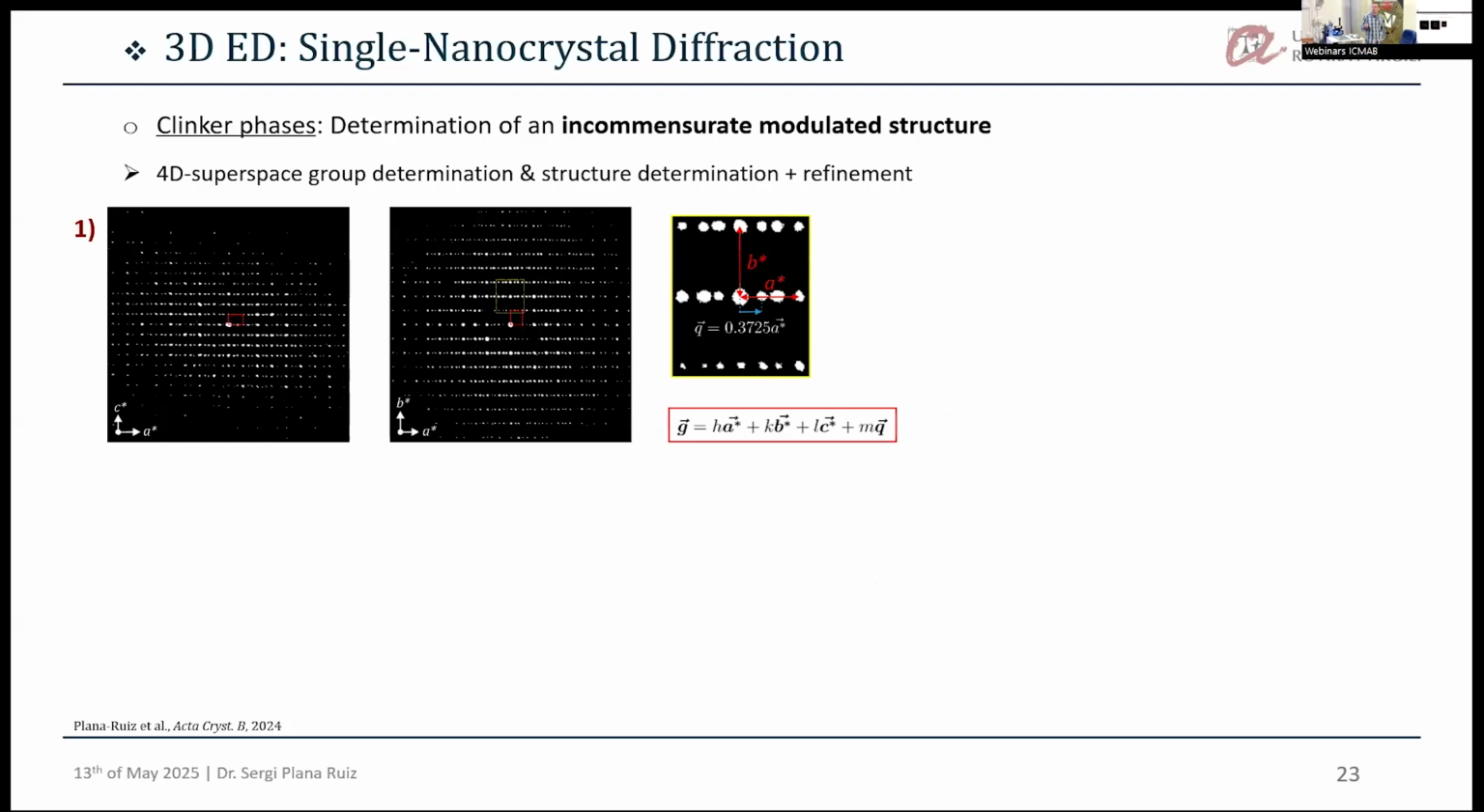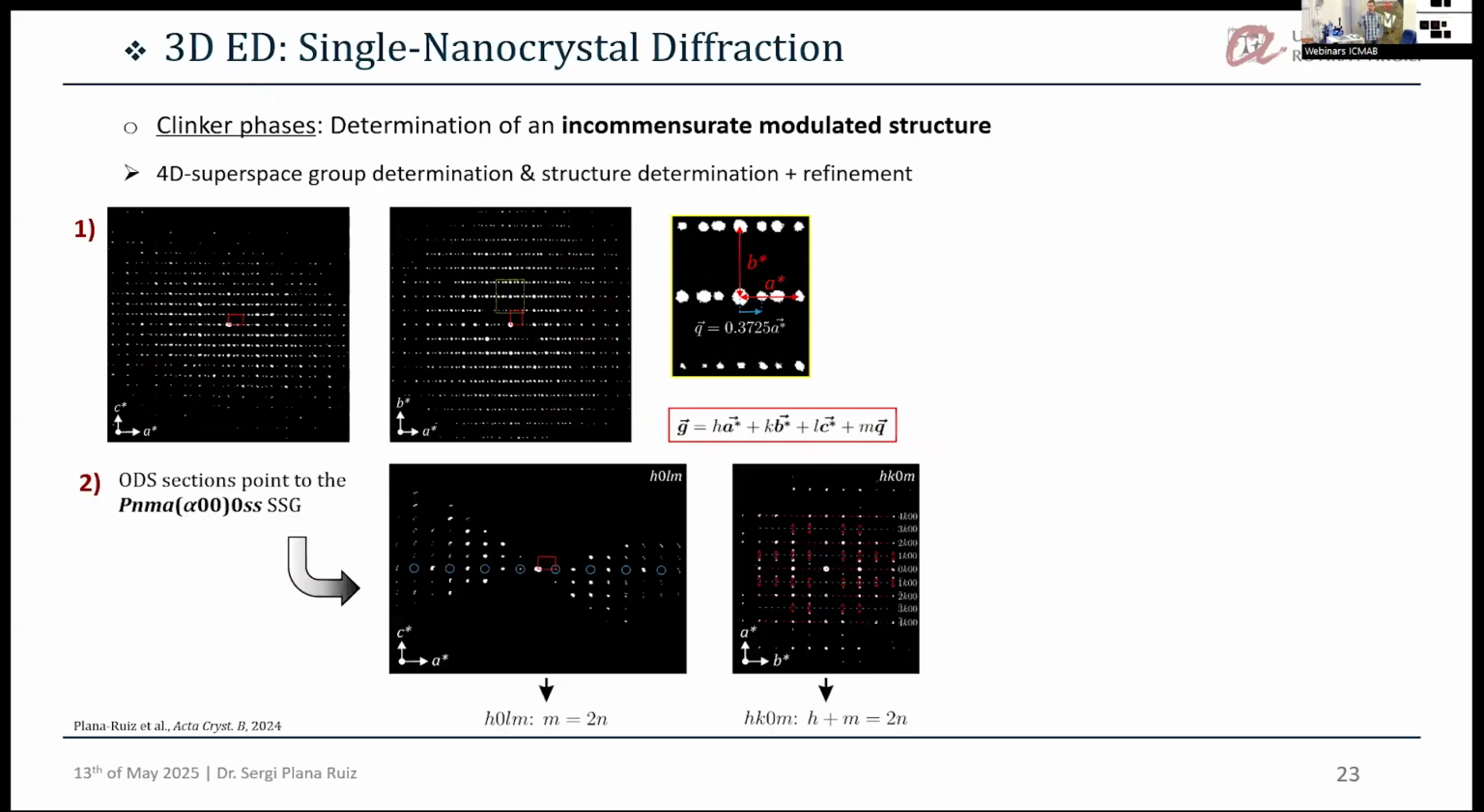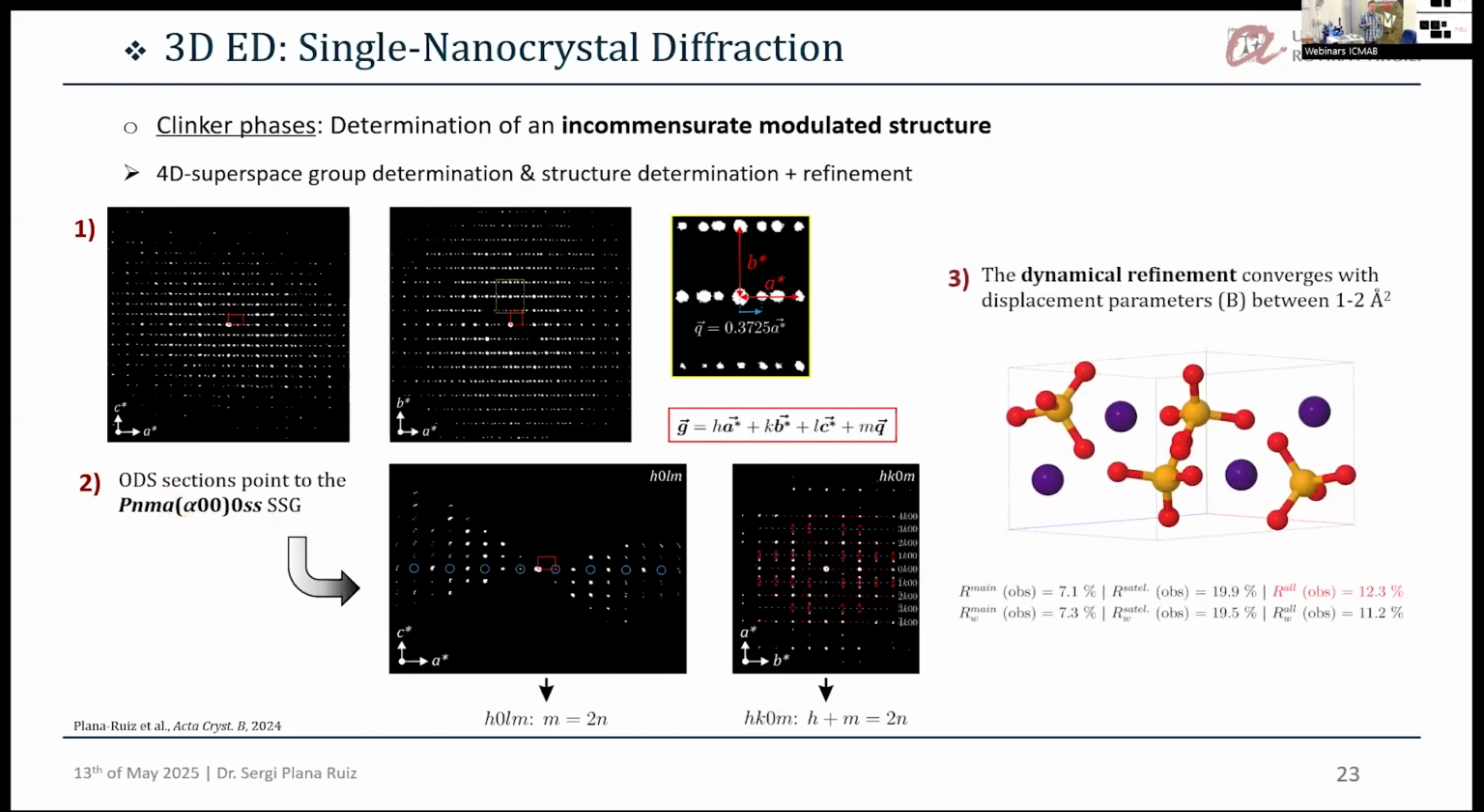Okay, so in this case, we can perform in the same way that we have done so far. We can reconstruct the diffraction space. Here in this case, we need 4 Miller indices considering one modulation wave vector. So in this way, we can index all the reflections present in this diffraction space. We can cut different sections, identify reflection conditions, obtain a superspace group, and finally solve the structure.